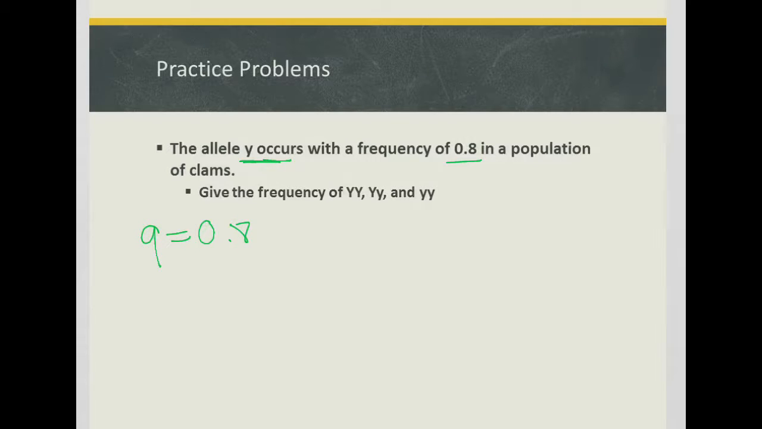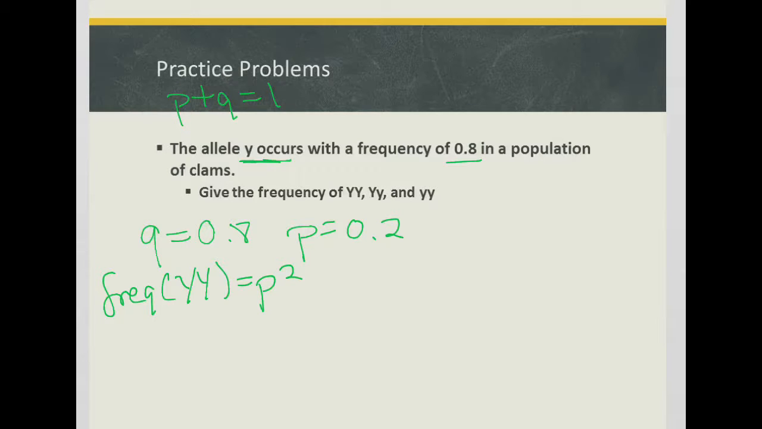And so I know that because P plus Q equals 1, if Q is 0.8 and it has to add up to 1, P must be 0.2. Okay? So I'm just going to start with the genotypes. I know that the frequency of two capital Y's is going to be P squared. And I just square my P value there, so that's going to be 0.04.